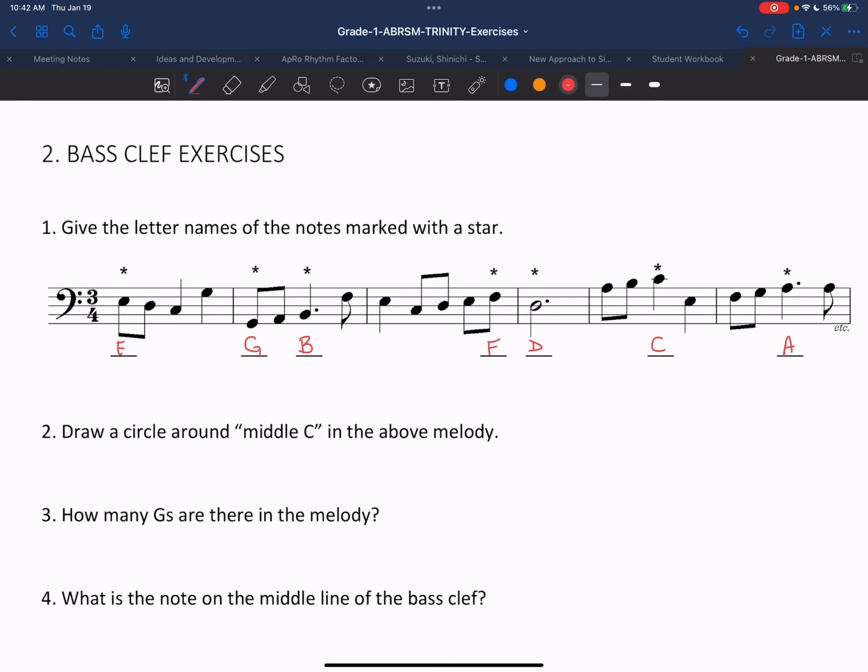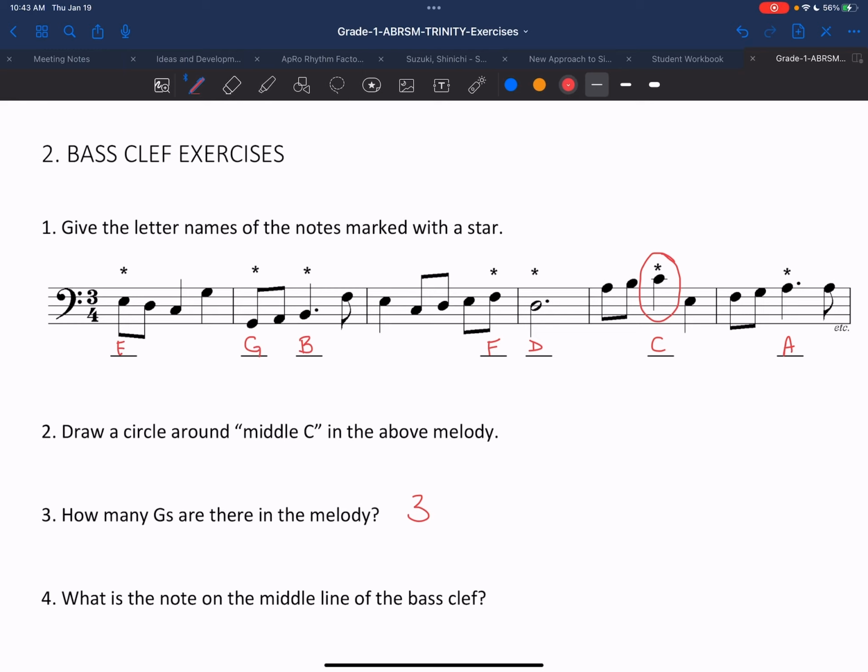Question 2 says, draw a circle around middle C in the melody. So middle C in the bass clef is above the staff on the first ledger line. Next, we have to count the number of G's in the melody. We have 1, 2, and 3 G's in our melody. So our correct answer is 3.